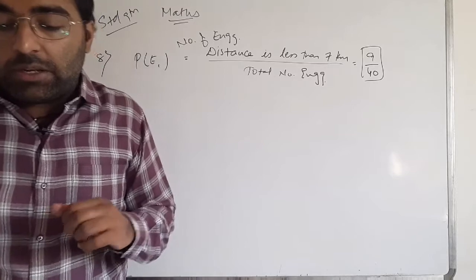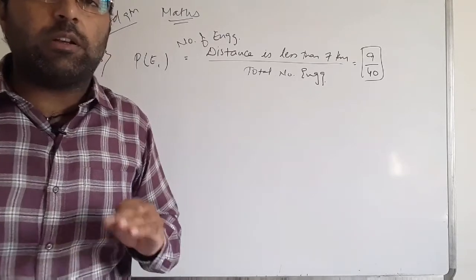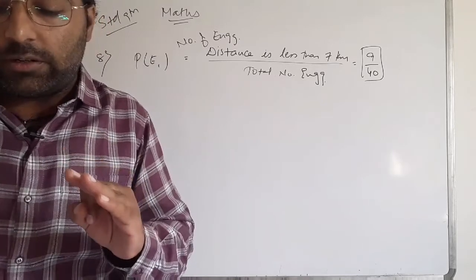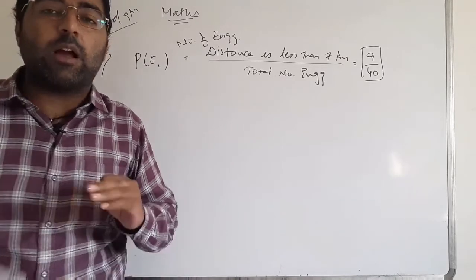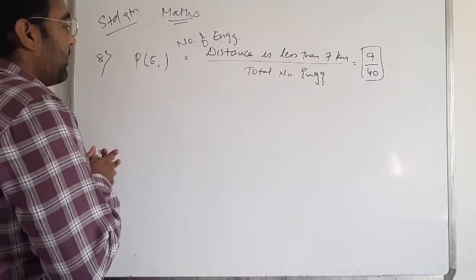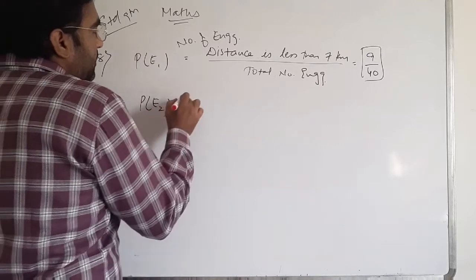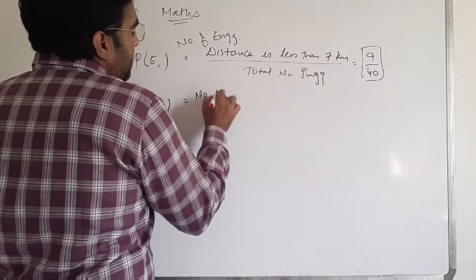So the second one is: within half a kilometer from the place of work. There is not any data given in the text for this. Half a kilometer from the workplace is an impossible event. So here we have to write P of E2, the number of engineers.